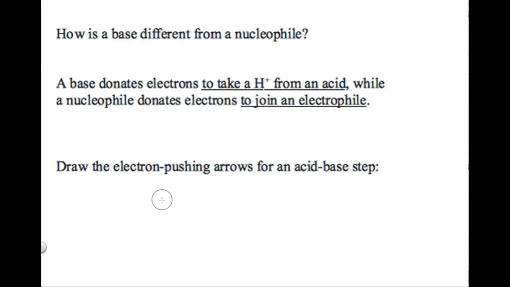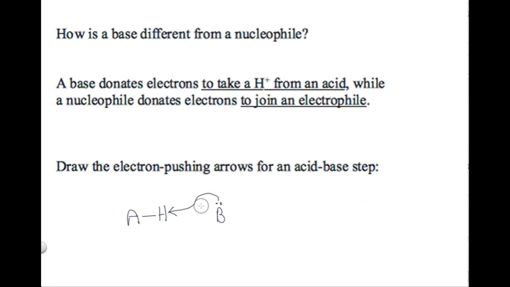Next question. Please pause the video and draw the electron-pushing arrows for an acid-base step. I hope that you actually wrote down some electron-pushing arrows. Well, we'll need an acidic atom and a basic atom, and the base is the electron donor, so the base goes at the tail of the electron-pushing arrow. But remember, the base takes a proton from the acid, so we'll assume that the acidic atom is attached to at least one proton.